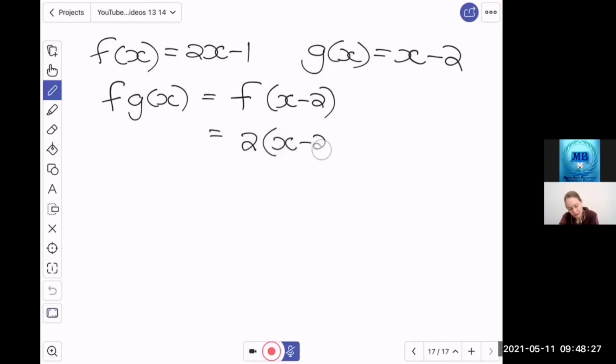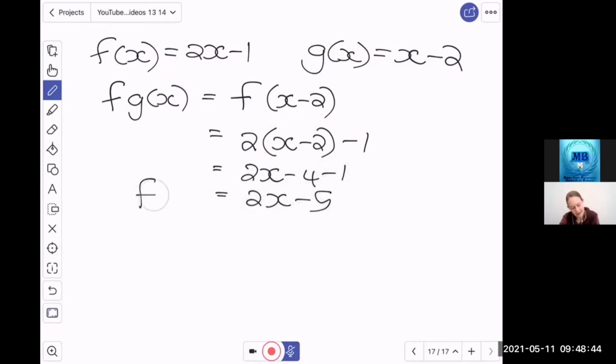the x minus 2 in the place of x, and we will just have the constant term there as well from the f(x) function. Now we just simplify, and that means we multiply the 2 into the bracket. We will get 2x minus 4 minus 1, which leaves us with 2x minus 5. And that is our composite function.